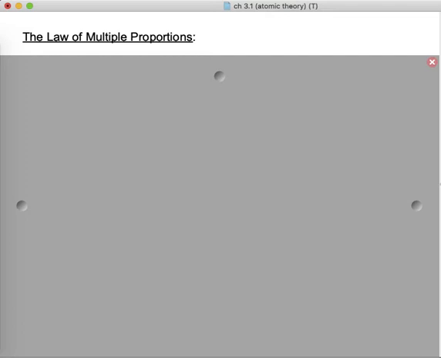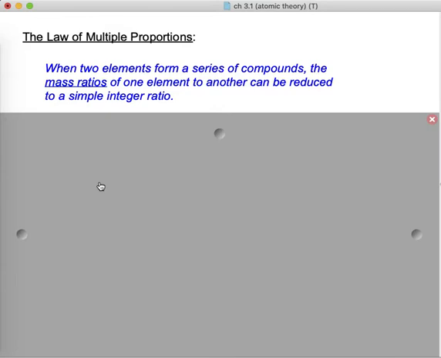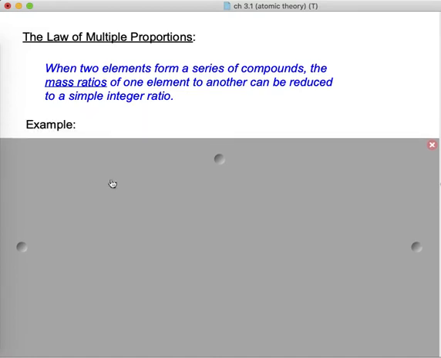The final natural law is perhaps the most complicated. It's called the law of multiple proportions. And it says when two elements form a series of compounds, meaning the same two elements forming two or more different chemical compounds, the mass ratio of one element to the other can be reduced to a simple integer ratio. Let me give you a very straightforward example.